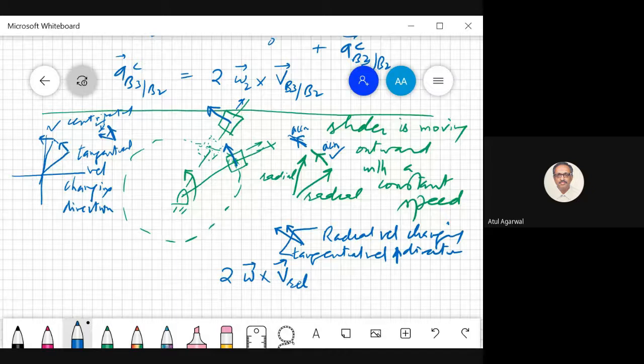What is this change in radial velocity? So radial velocity was initially VR ER. That was our radial velocity. So what is its time derivative? Now we are assuming VR is constant. I told you slider is moving out at a constant speed. So what is VR d by dt of ER? What is d ER by dt? Omega cross ER.